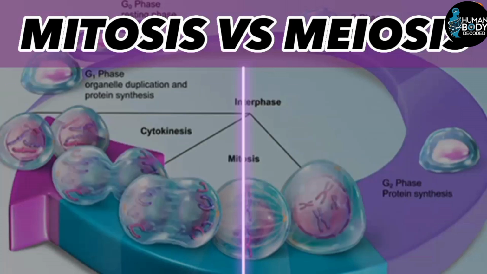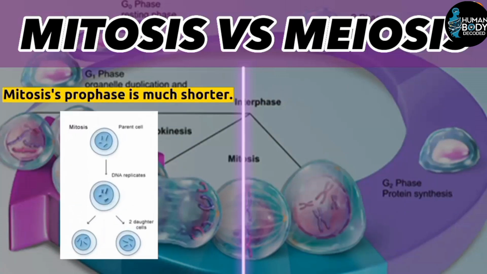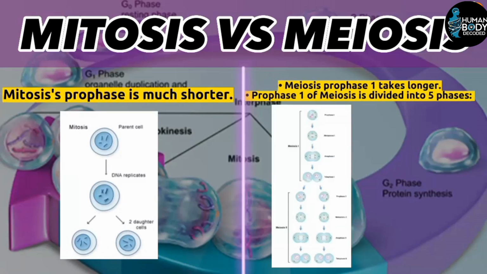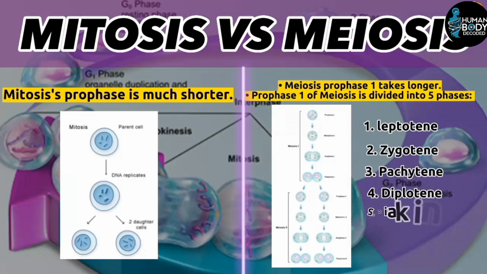Difference number 4. In mitosis, the first stage of cell division is short and ends quickly. But in meiosis, the process of meiosis I lasts much longer because it has 5 substages. 1. Leptotene. 2. Zygotene. 3. Pachytene. 4. Diplotene. 5. Diakinesis. These substages make meiosis I more complex and time-consuming.